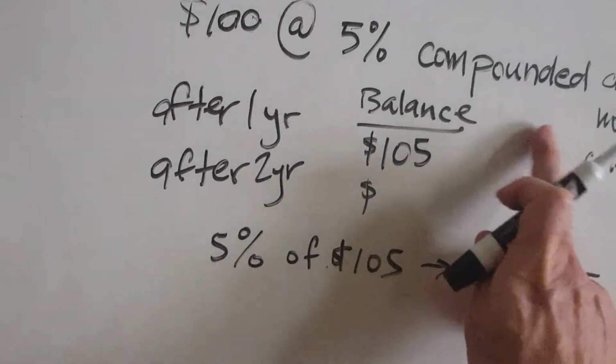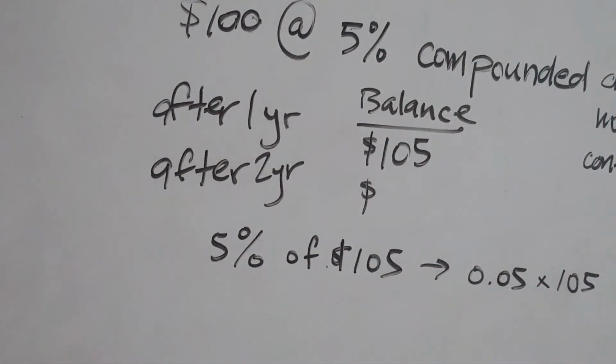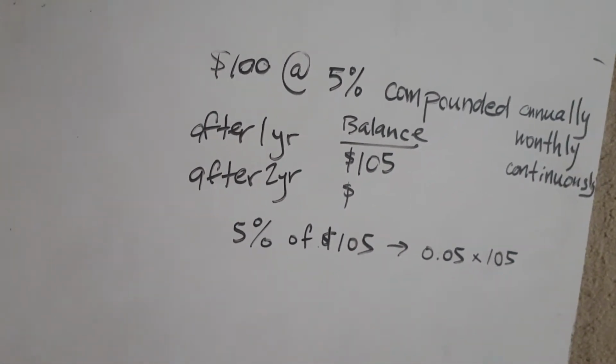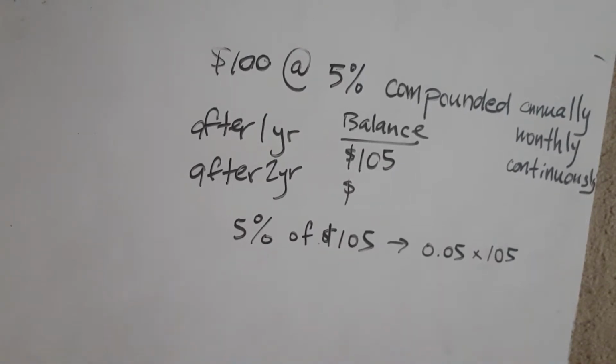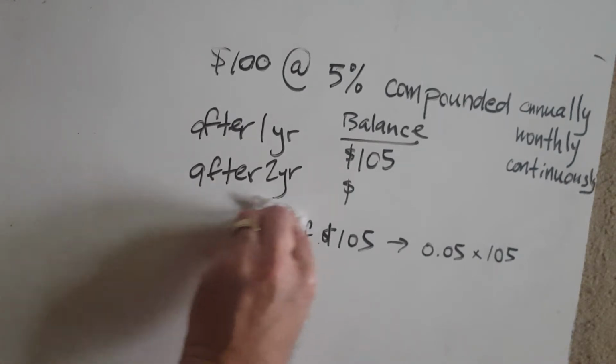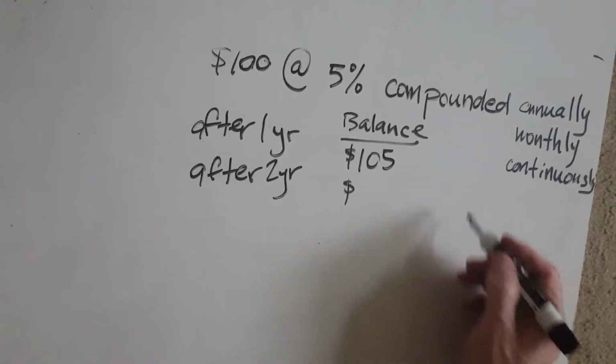Okay, compounding annually, monthly, continuously. Oh, you can't even see that either. I need to zoom out. That's what I need to do. There we go. Okay. So I'm going to do this math.